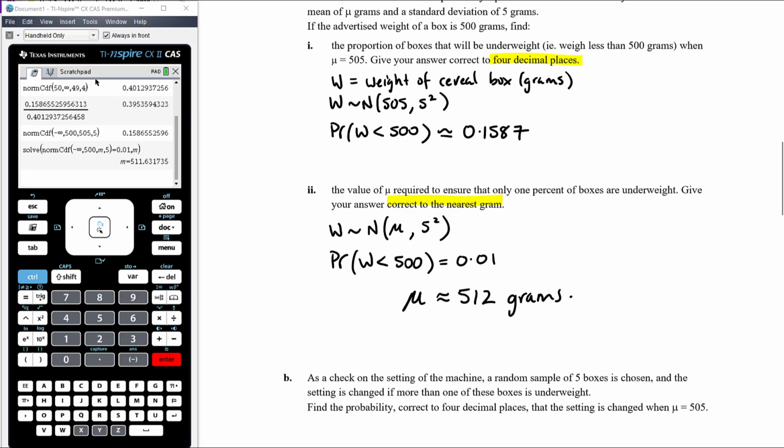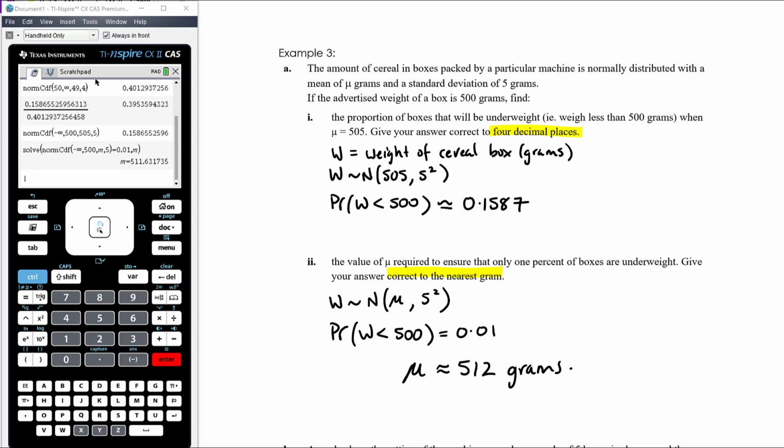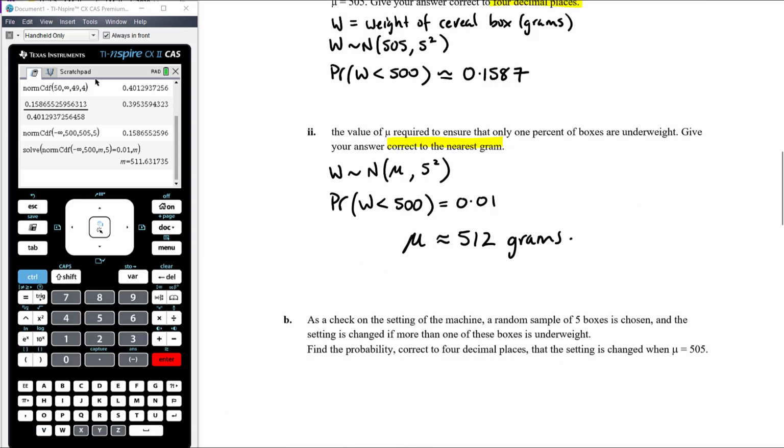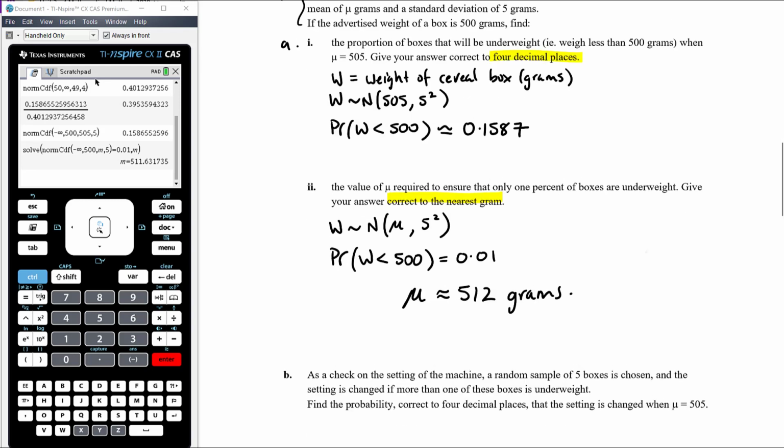Okay, part B, so therefore, this information is not relevant in part B. We go back to reading the original information. And my apologies, it should really have part A here. So this stem applies to everything. The amount of cereal in boxes.